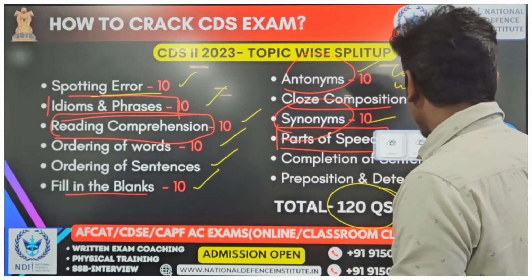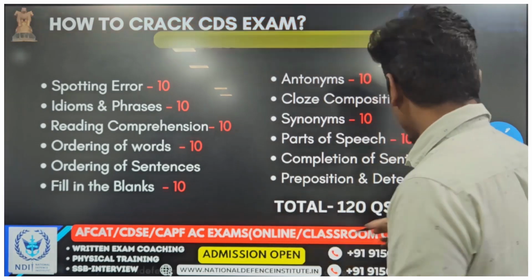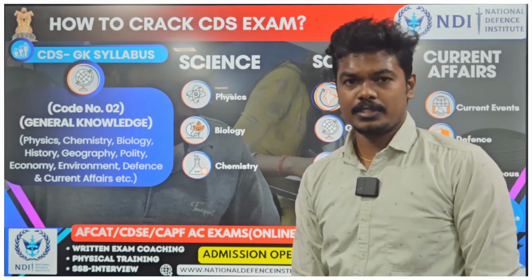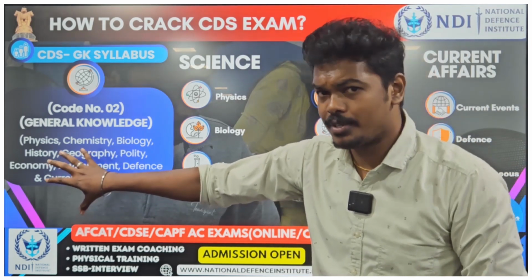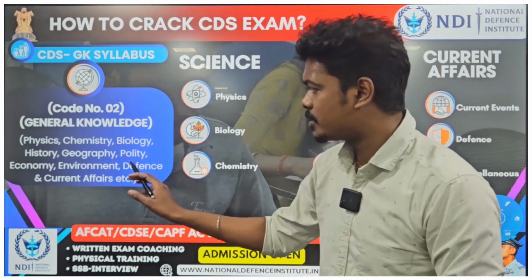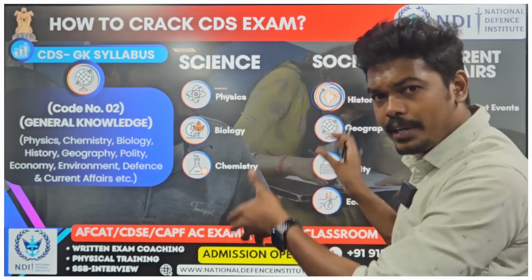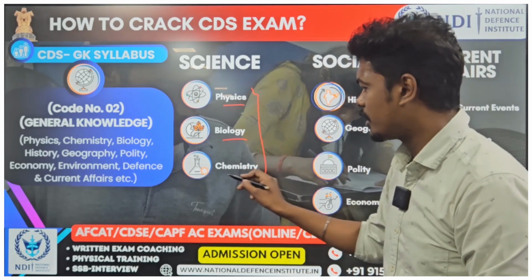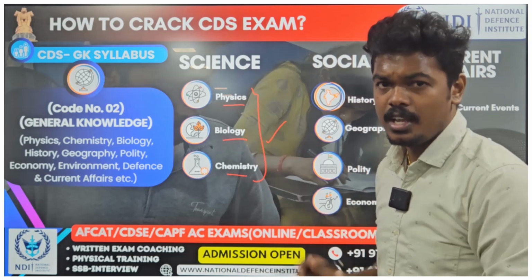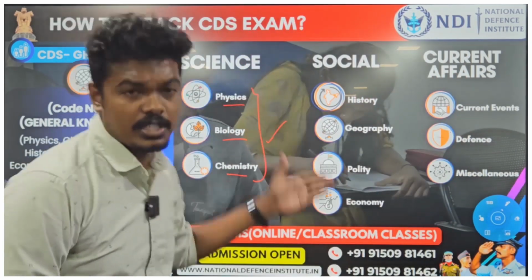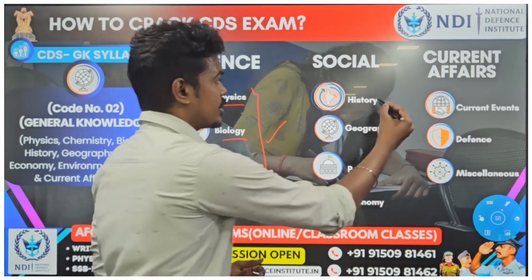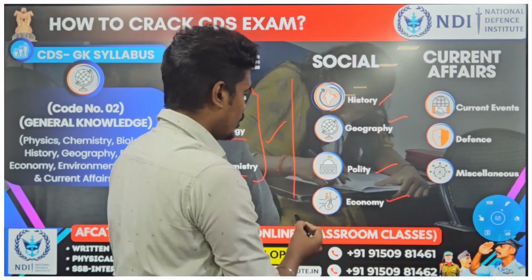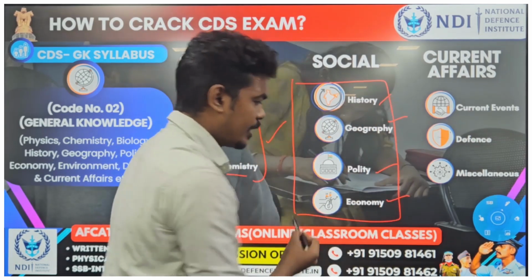And next we will go to the GK. Look at it, this is the GK syllabus, as per the UPSC notification. You see physics, chemistry, biology. We have ordered it under proper headings. Science includes physics, biology and chemistry, the basic general sciences. And next you see it is social science or general studies. It includes history, geography, polity and economy. These are the core subjects for GK, including the economy part.